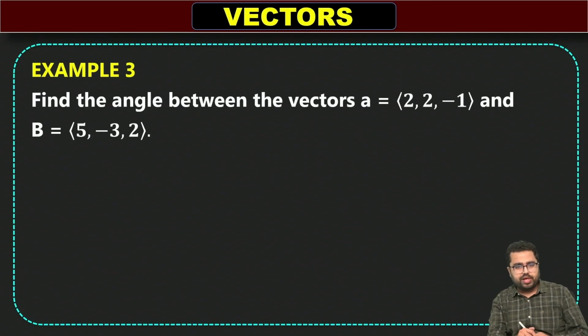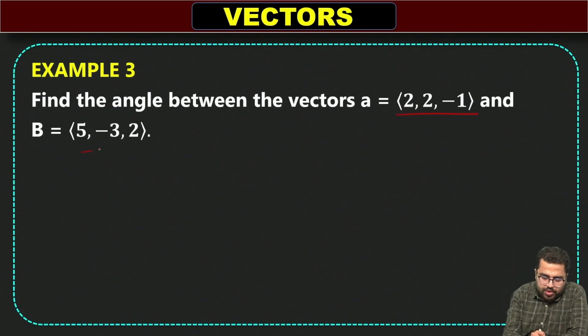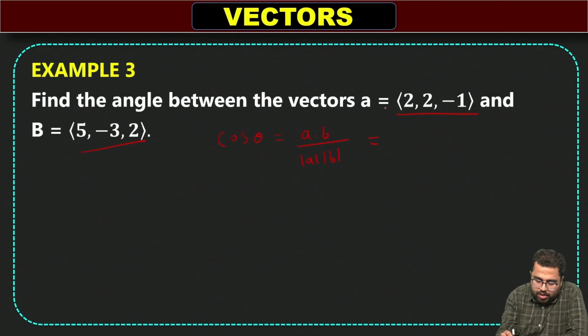One simple example we can see: if two vectors are given, you have to find the angle between these two vectors. What we will do: cos theta is equal to A dot B divided by mod A into mod B. So what is A dot B here? This is 2 into 5, which is 10, plus 2 into minus 3, which is minus 6, plus minus 1 into 2, which is minus 2, divided by, now mod of A is what?